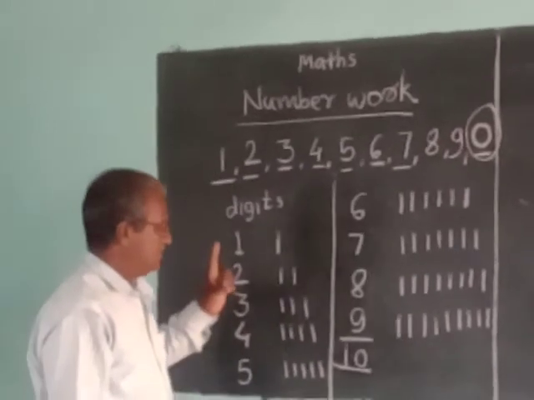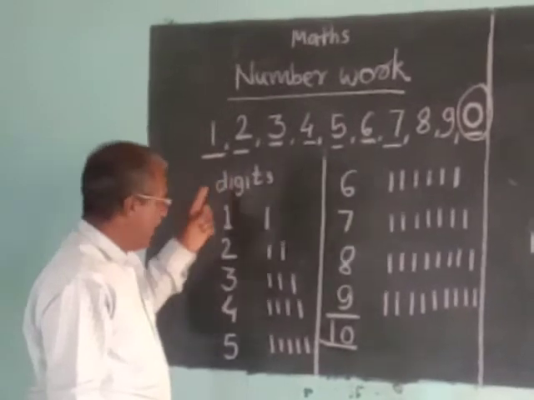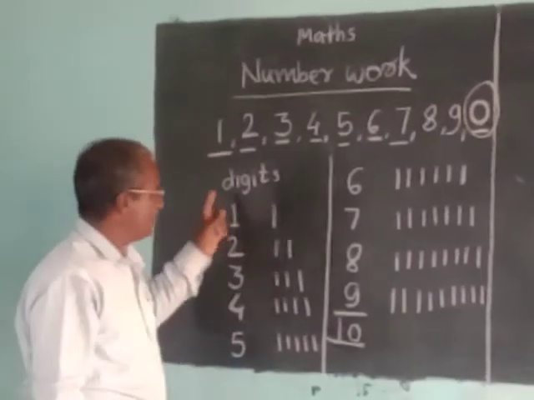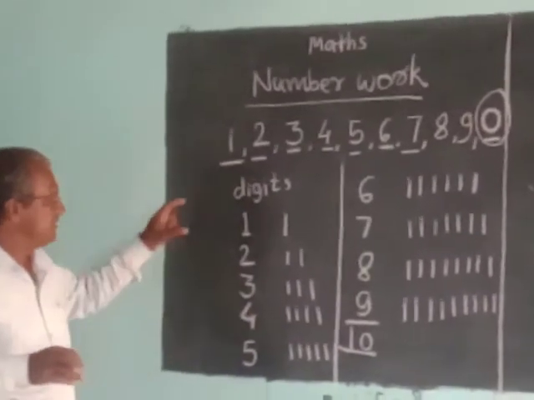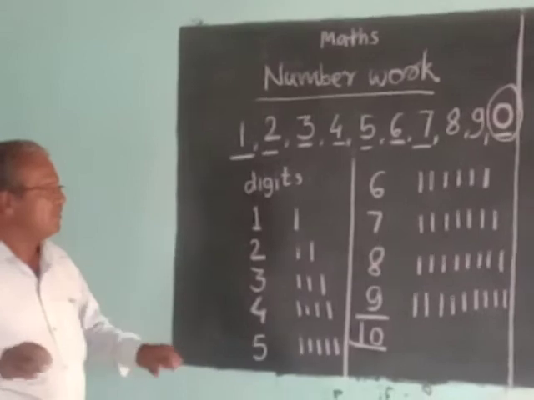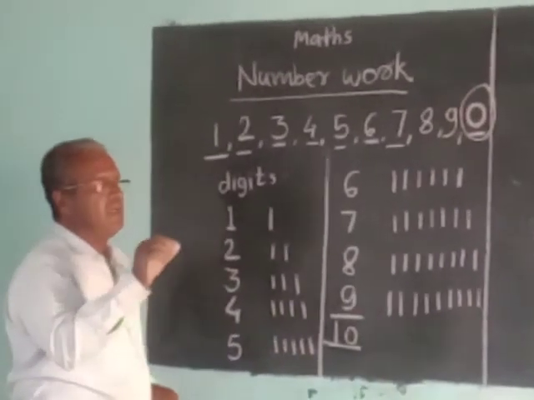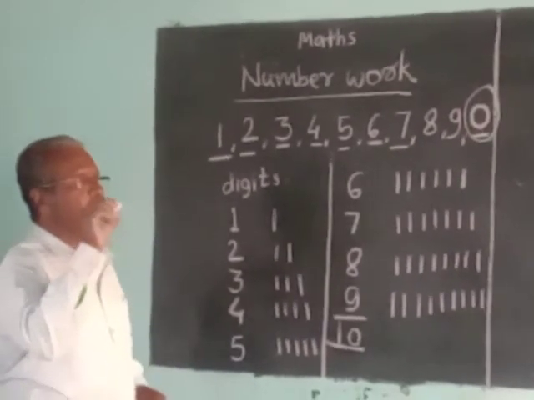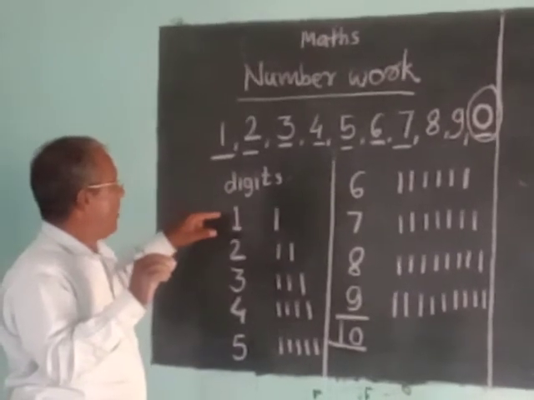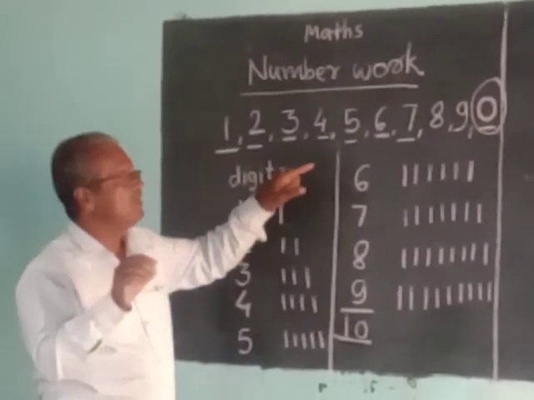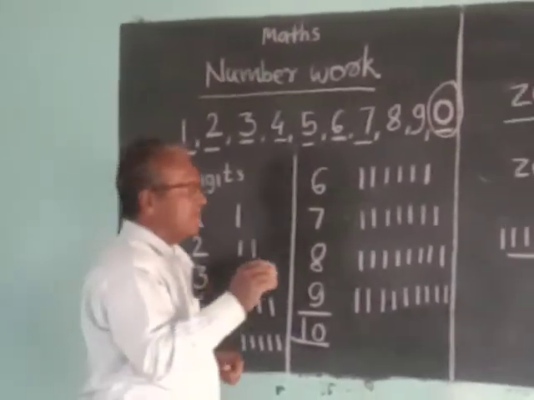At first, do some work using these symbols. I have made numbers 1 to 10. For practice, write these numbers in your notebook, try to draw them and recite them. You will understand how these symbols are used in writing numbers 1 to 10.